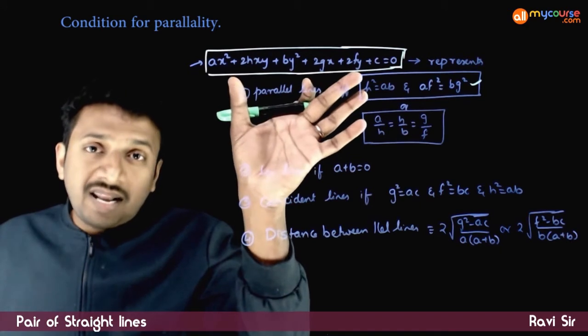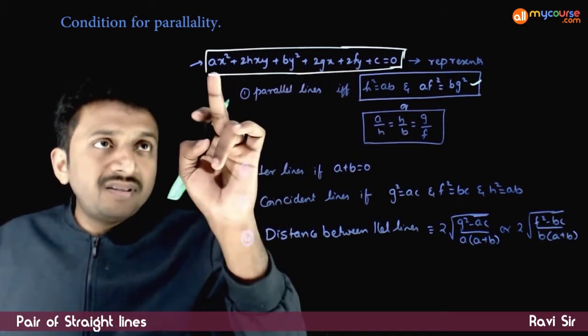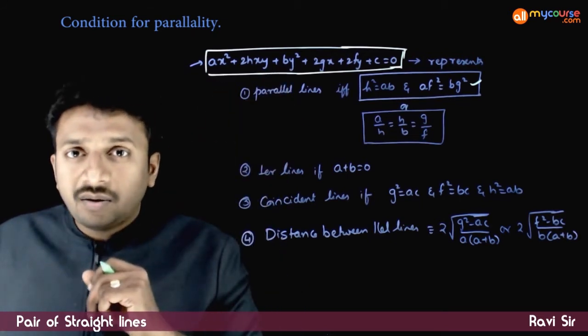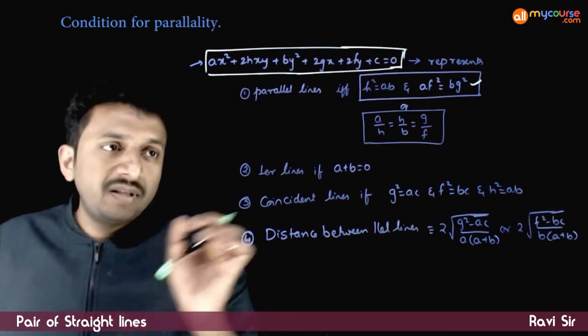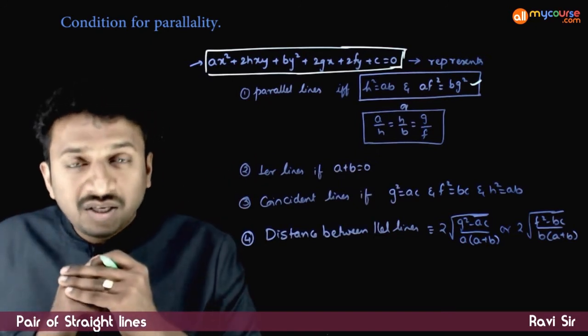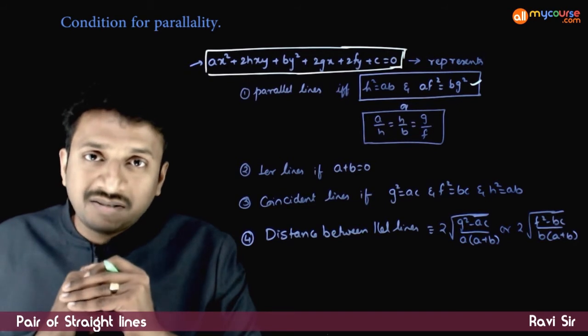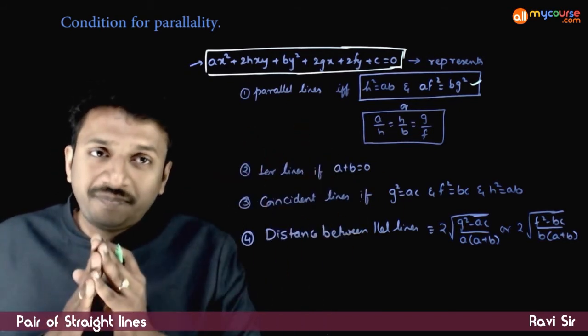And these lines represent perpendicular lines if the sum of x square coefficient and y square coefficient is equal to 0. The sum of the x square coefficient plus the y square coefficient being equal to 0 implies these represent a pair of perpendicular lines. Apart from this, delta should also be equal to 0 obviously.